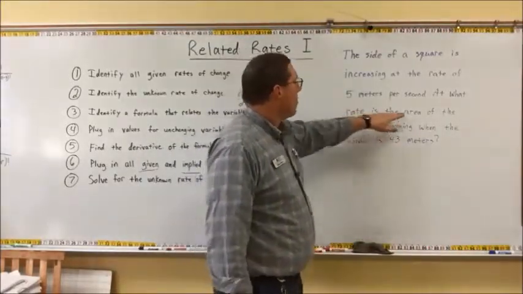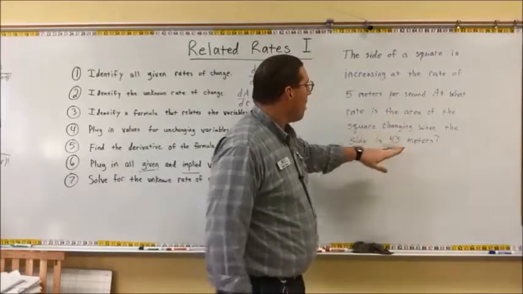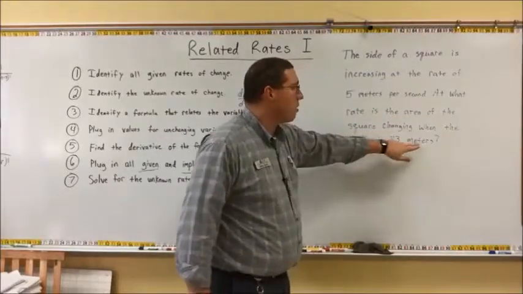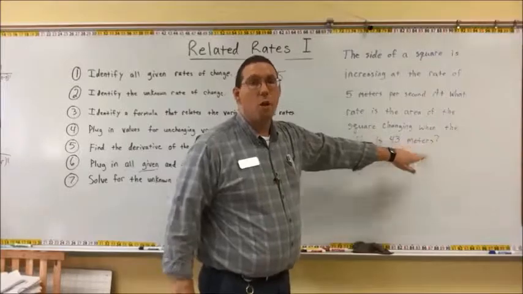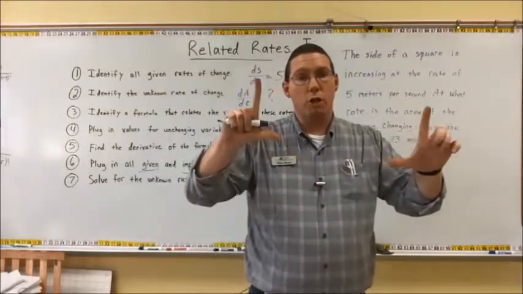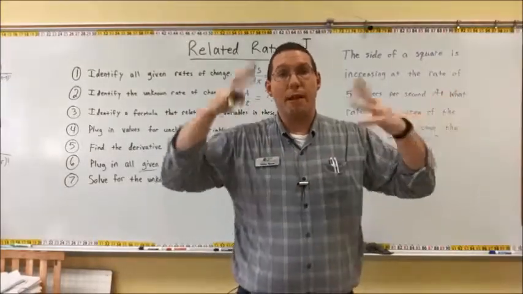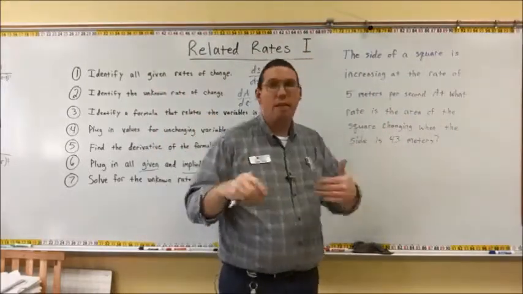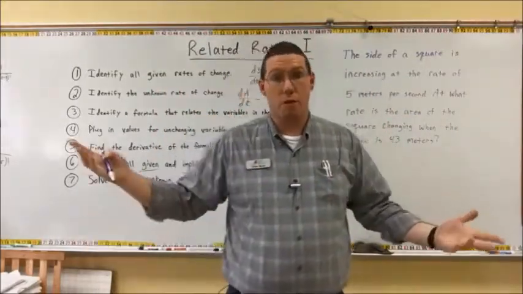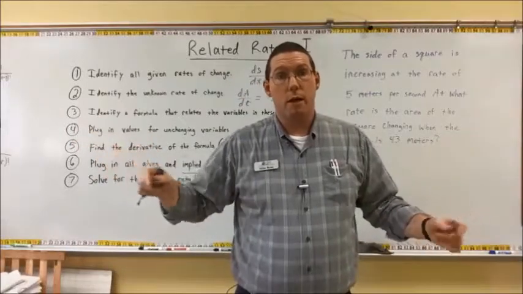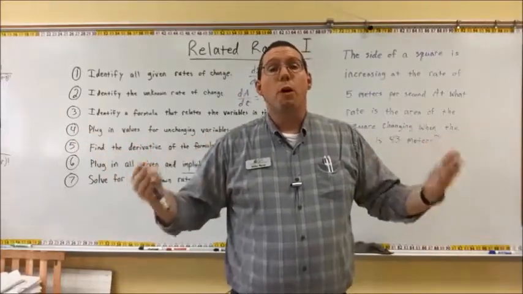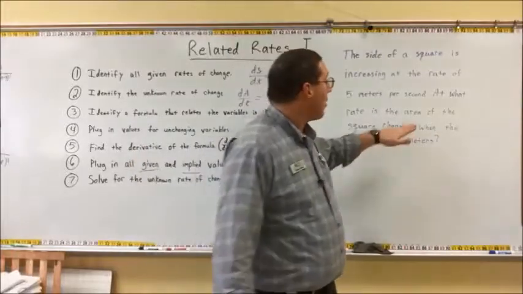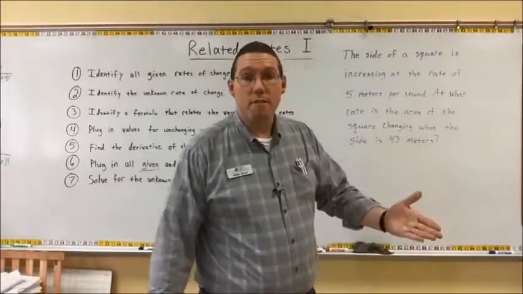At what rate is the area of the square changing when the side is 43 meters? Okay, so the square is getting larger and larger, and the area is getting larger, and at some point that square is going to have a side that's 43 meters long. That's a big square, right? It's probably outside. All right. We want to know what is the rate of change in the area at that particular instant.